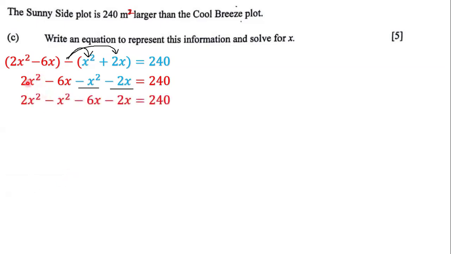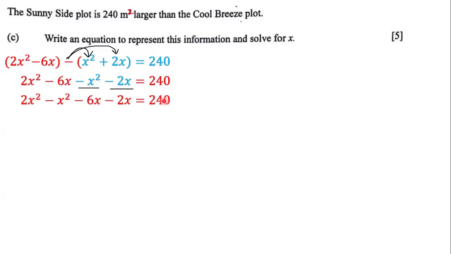So we have 2x squared, and we have negative x squared, so we bring them together. So 2x squared minus x squared, we bring them together. Then we have a negative 6x, negative 6x minus 2x, so we bring that together. And that's supposed to be equal to 240.